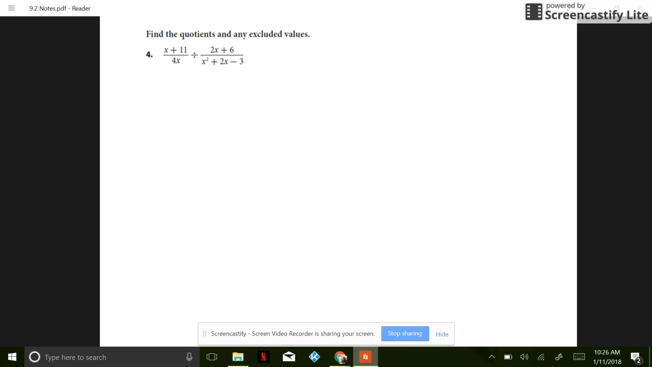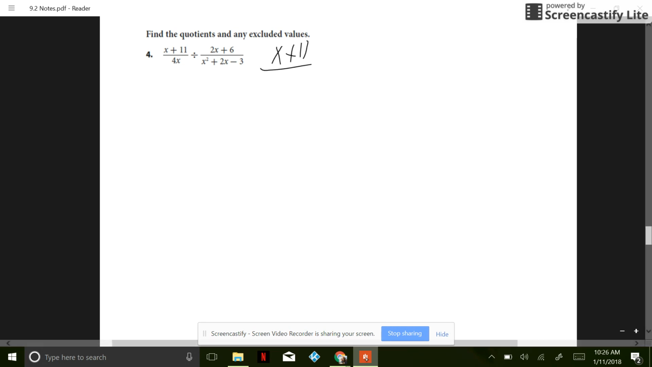So we're continuing looking at multiplying and dividing rational expressions. We're working on division now. So we're going to divide these rational expressions. In order to do that, though, we need to multiply by the reciprocal of the second expression here. So our first expression will be the same, and then we'll take the reciprocal of our second fraction.